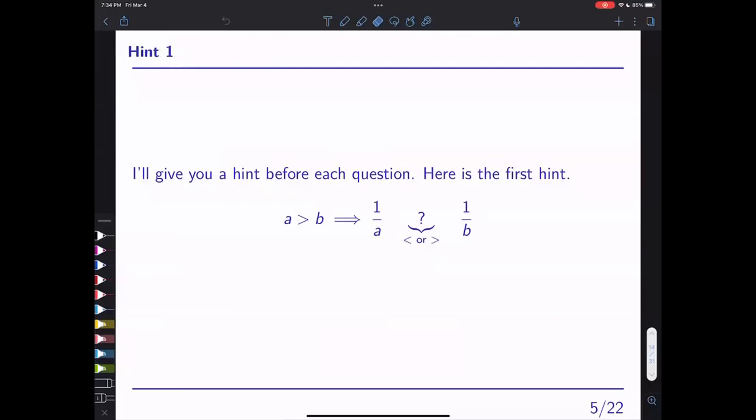So let's start. Here's the first hint. I've got 2 numbers, A and B. I don't know what they are, but I know A is bigger than B. Does someone want to tell me which inequality symbol I can put in between 1 over A and 1 over B? You can unmute, shout it out.